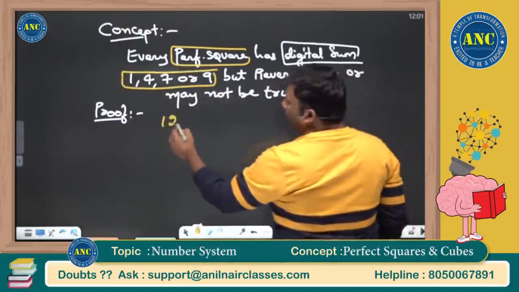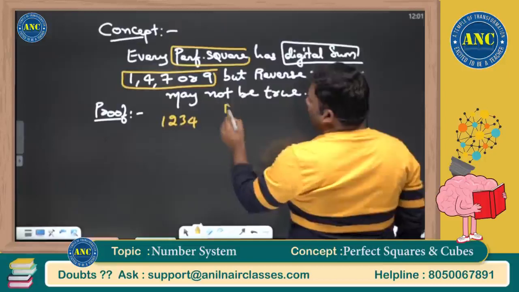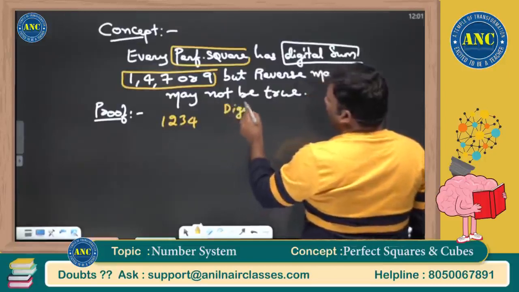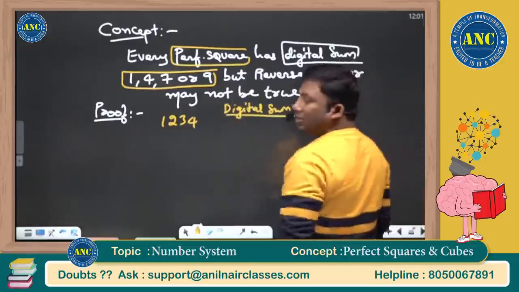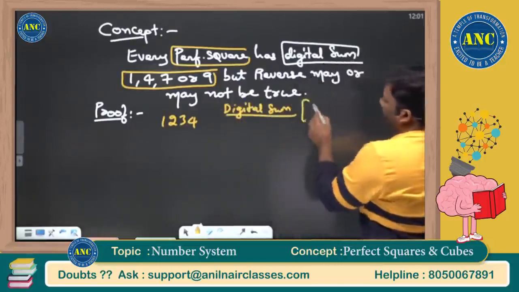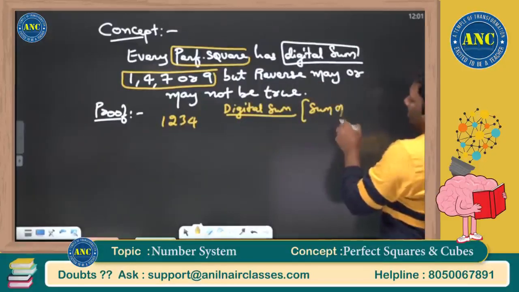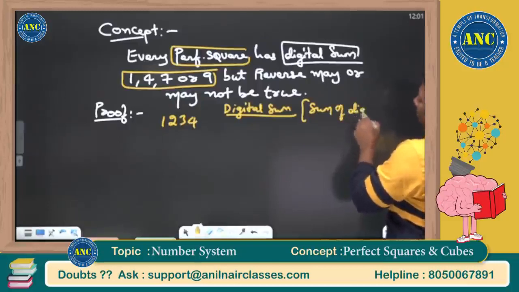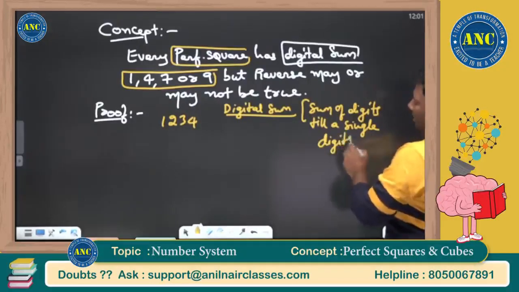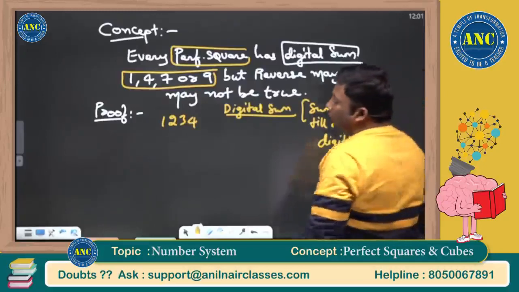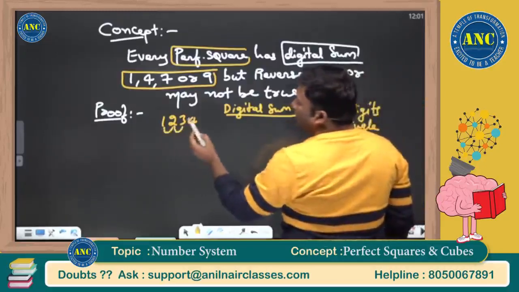Suppose 1, 2, 3, 4 is there. Digital sum, digit sum, or digital root, all are synonyms. Digital sum is defined as the sum of the digits till a single digit is obtained. 1 plus 2, 3. 3 plus 3, 6.